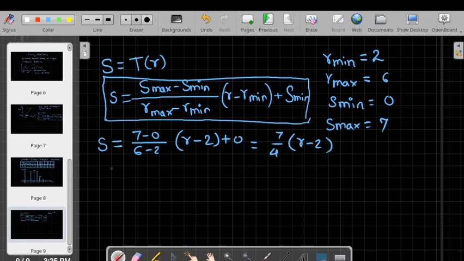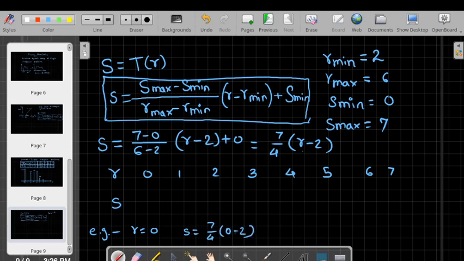Now we'll make a table. Here is r and here is s, with r being 0, 1, 2, 3, 4, 5, 6 and 7. When r is equal to 0, at the place of r we have to put the actual value. I'll show you one example. For r equal to 0, s will be equal to 7 by 4 into (0 minus 2).